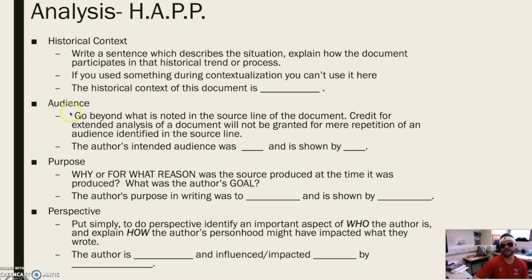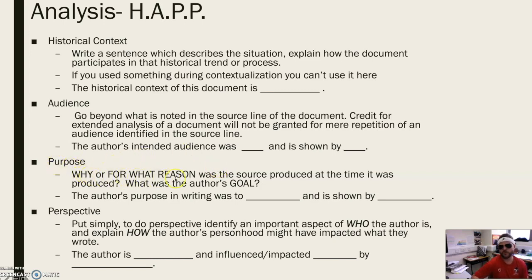All right, if you use audience, go beyond what is noted in the source line of the document. Credit for extended analysis of a document will not be granted for mere repetition of an audience identified in the source line. Translation: if it says, Dear King Steve, don't just say the audience was King Steve, right? You need to give a greater depth to who and what that audience is. So the author's intended audience was blank and is shown by blank, right? That's what you need to remember as you're writing that.